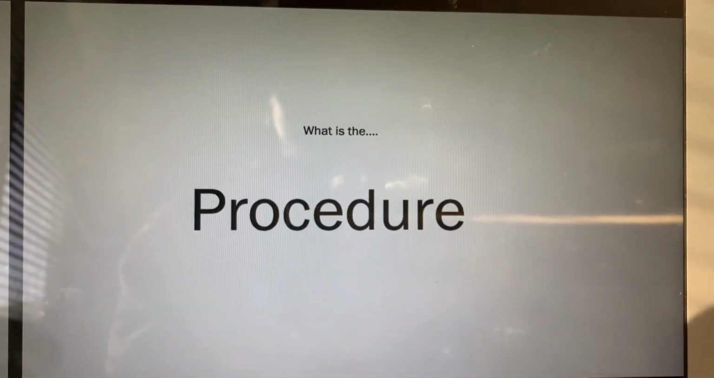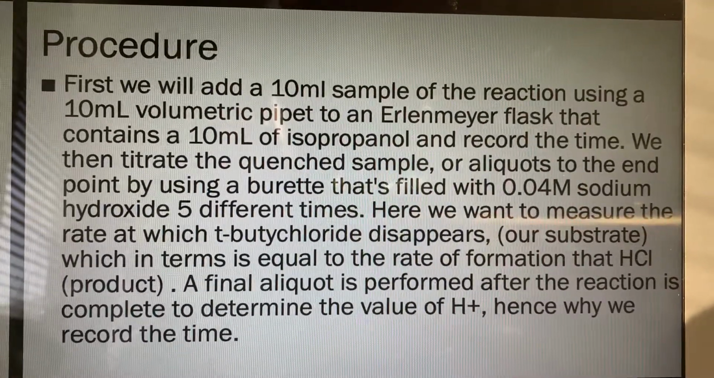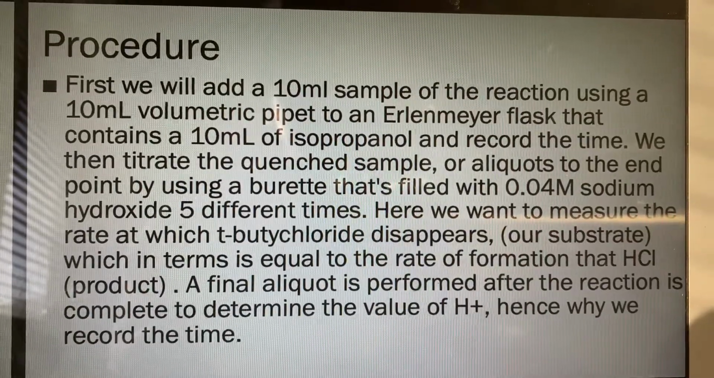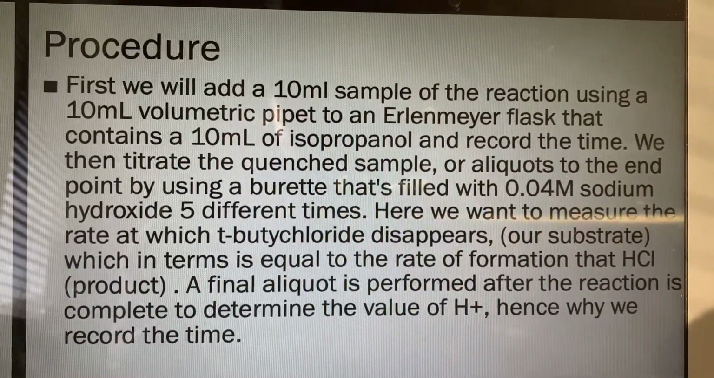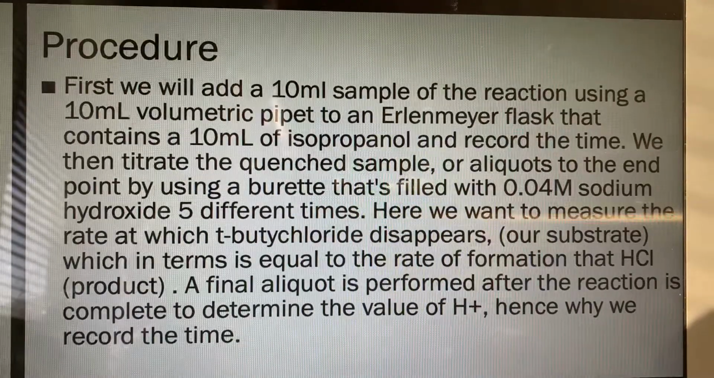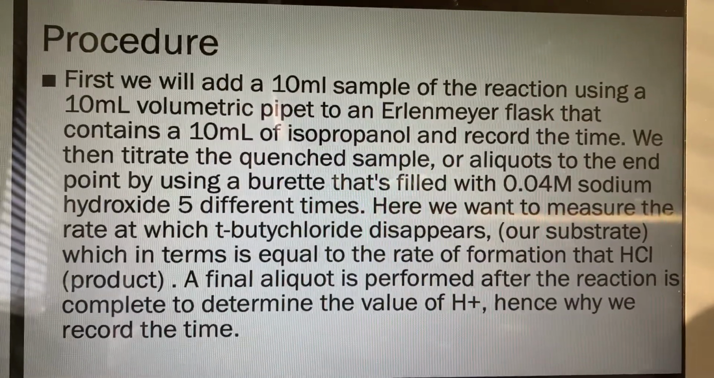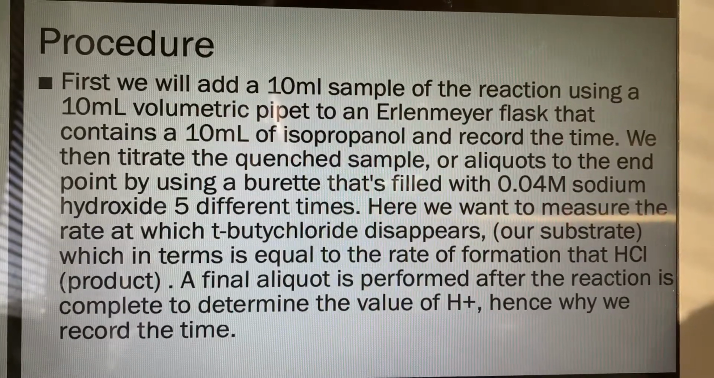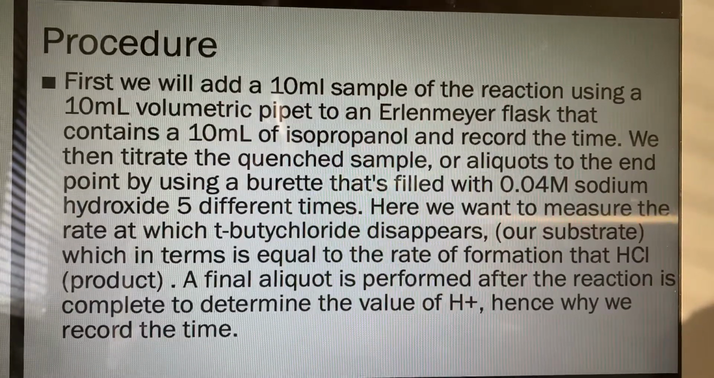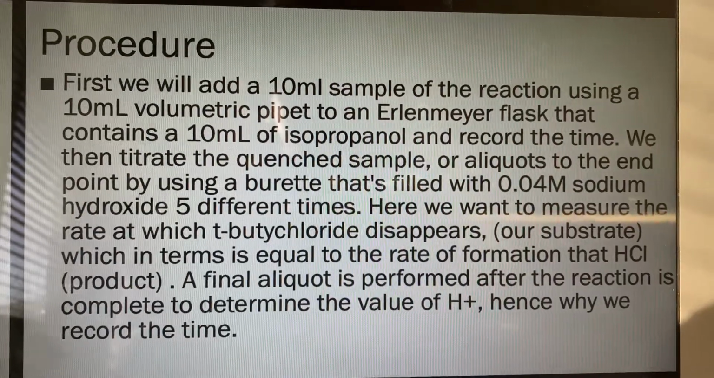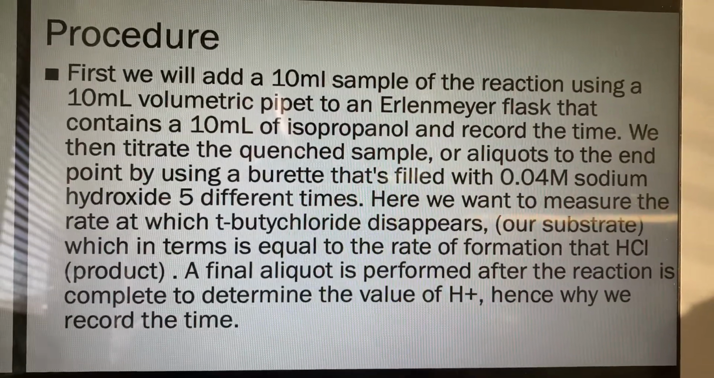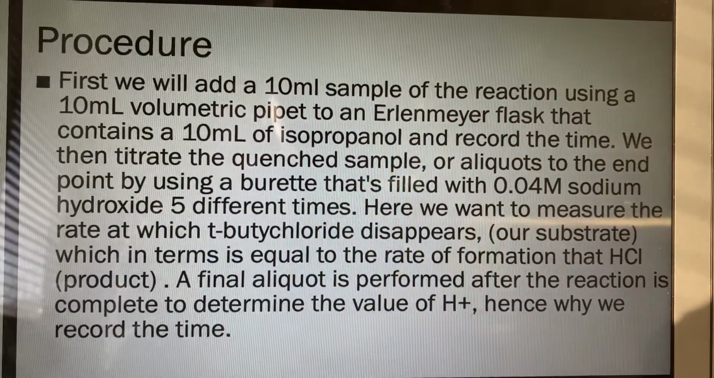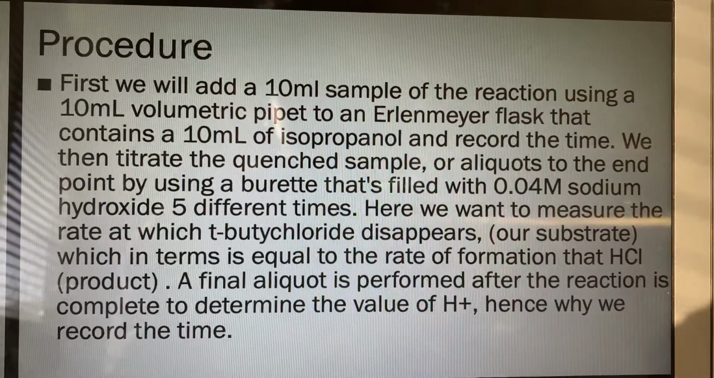What is the procedure? First, we will add a 10 milliliter sample of the reaction using a 10 milliliter volumetric pipette to an Erlenmeyer flask that contains 10 milliliters of isopropanol and record the time. We then titrate the quench sample, or aliquots, to the end point by using a burette that's filled with 0.4 M sodium hydroxide 5 different times. Here we want to measure the rate at which t-butyl chloride, our substrate, disappears, which in turn is equal to the rate of formation of HCl, the product.